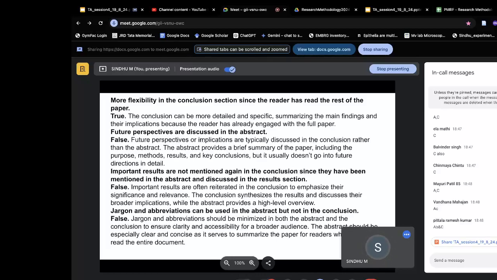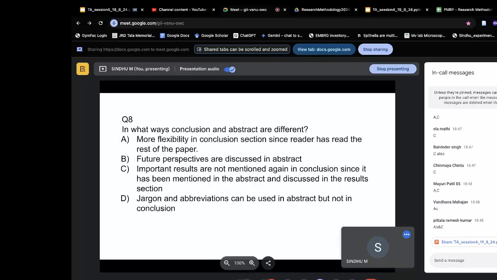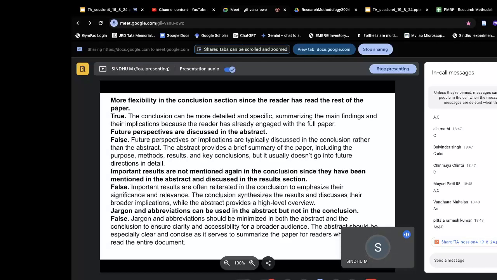So this question is about the abstract and the conclusion section, how they are both different. The conclusion is similar to the discussion section, which comes after the result section. Option A is correct because the conclusion section or the discussion section comes after the result section. So the reader already has the background of the paper and what all experiments and results were done. So here they can go into more detail and there is more flexibility.